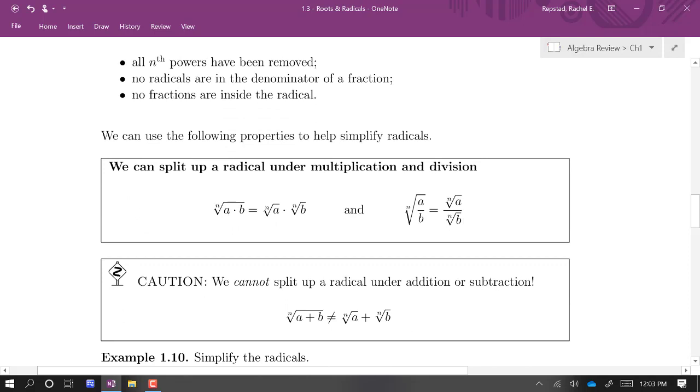The nth root of a product a times b, I can split up that radical over multiplication. I can also split up a radical over division, and that's what we see over here on the right side. And here's just a word of caution: we cannot split up a radical under addition or subtraction. If you see addition or subtraction happening inside a radical, just make yourself slow down and think carefully about your steps. It can be easy to make mistakes.